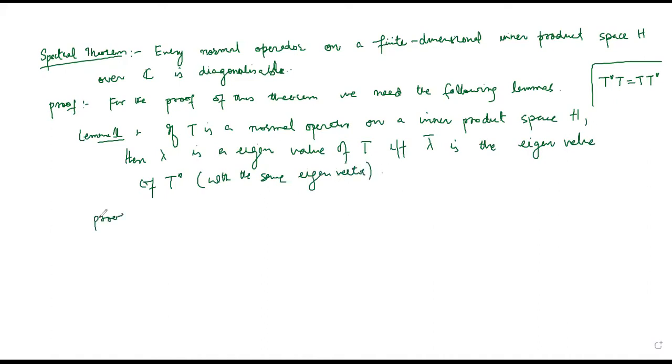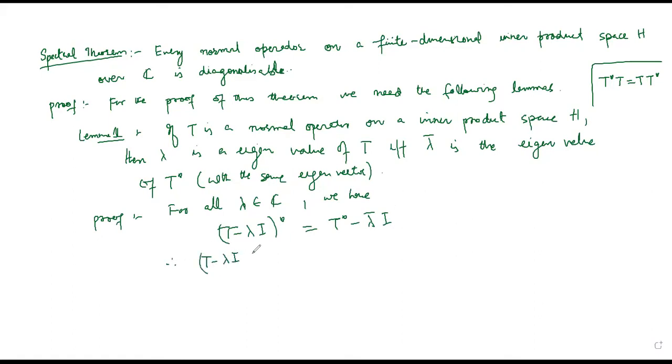तो इसको हम प्रूफ करेंगे, proof lemma 1 का. Now what we do: for all lambda belonging to the set of complex numbers we have, by the definition of the adjoint, T minus lambda I adjoint is T adjoint minus lambda bar I, क्योंकि I adjoint is I. So therefore T minus lambda I into T minus lambda I adjoint is the same thing as T minus lambda I multiplied by T star minus lambda bar I.